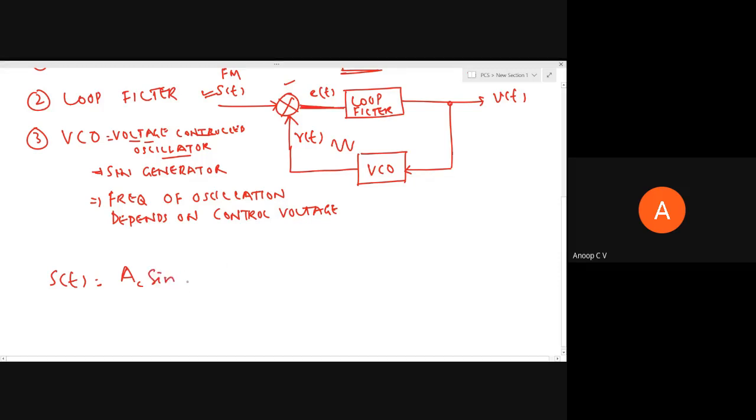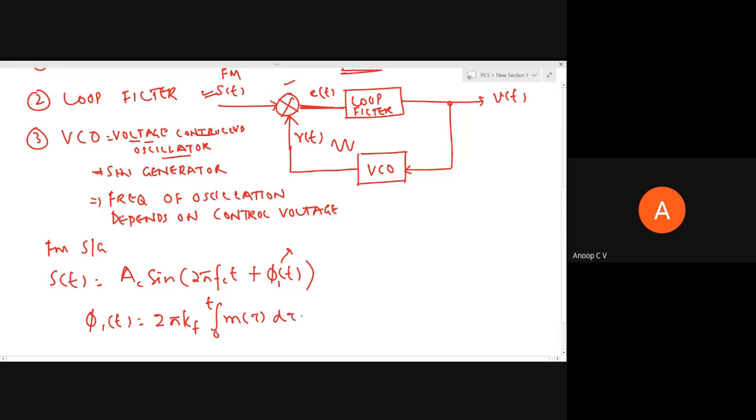This A_c sine 2 pi f_c t plus, I'll call it phi 1 of t. A_c sine 2 pi f_c t plus phi 1 of t. This is how we can represent the FM signal. And this phi 1 of t in turn will be a function of the message. We know that, right? So phi 1 of t will be this 2 pi k_f integral 0 to t m of tau d tau.